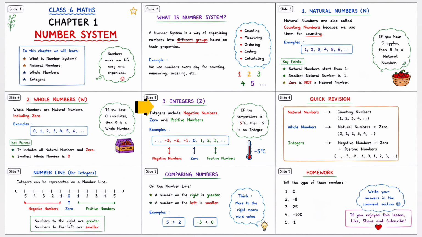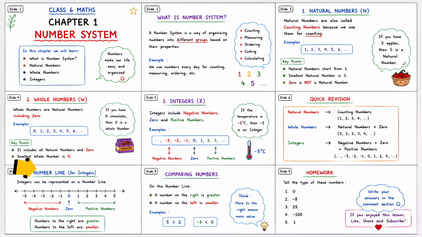Integers, Z. Next, we have integers. Integers include negative numbers, 0, positive numbers. Examples are -3, -2, -1, 0, 1, 2, 3. For example, if the temperature is -5 degrees Celsius, then -5 is an integer. So, integers include all positive numbers, all negative numbers, and 0.